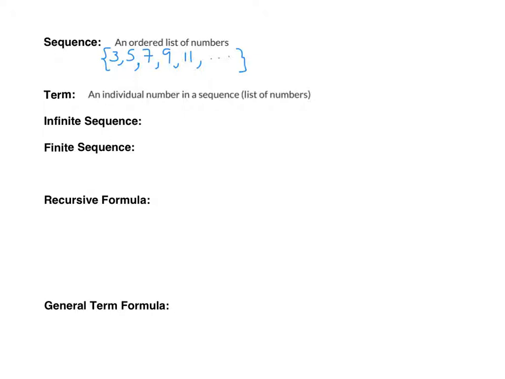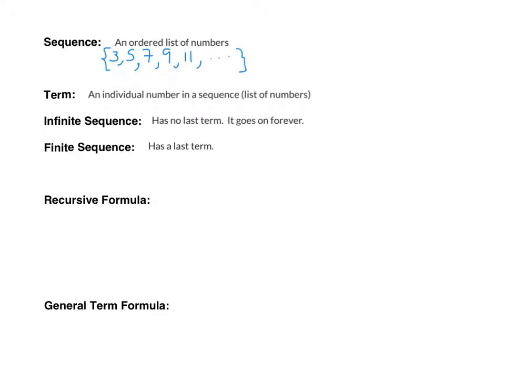Now, a term in the sequence is just one individual number in the sequence. So 3 is a term, or 5 is a term, or 7 is a term, or 9 is a term, or 11 is a term for this particular sequence. This is an example of an infinite sequence. An infinite sequence goes on forever. There is no last term to it. It just continues on. So I'm going to type that into here.